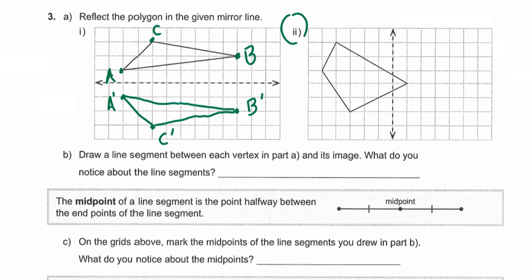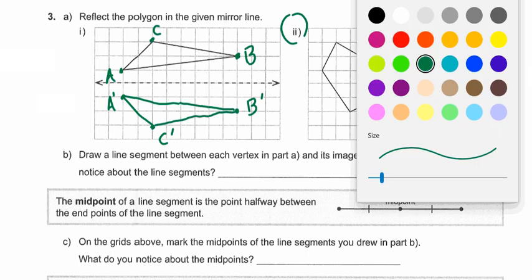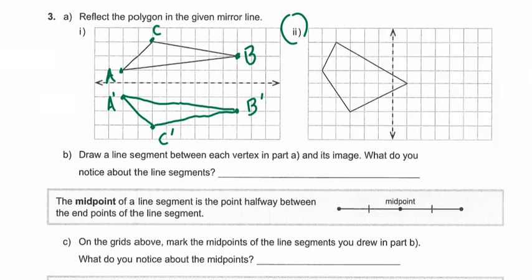Draw line segments between each vertex in part A with its image. What do you notice about the line segments? So that means I'm going to just choose another color here. Draw in a line segment again with your ruler like this. What do you notice about these line segments?